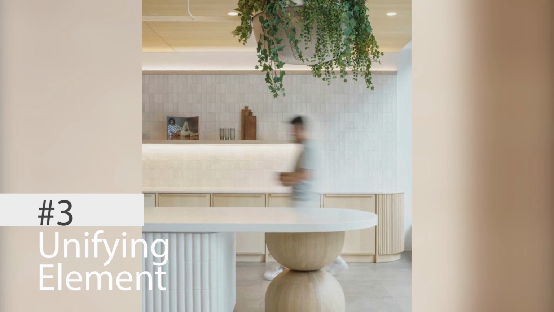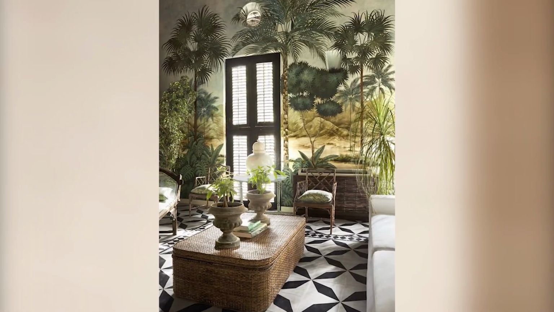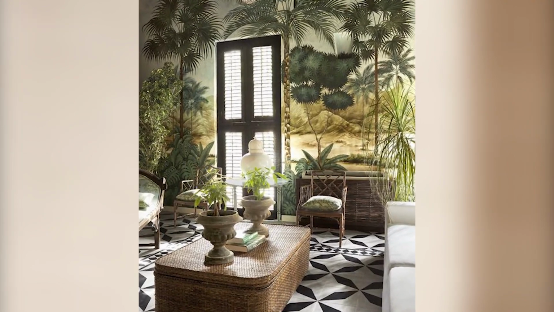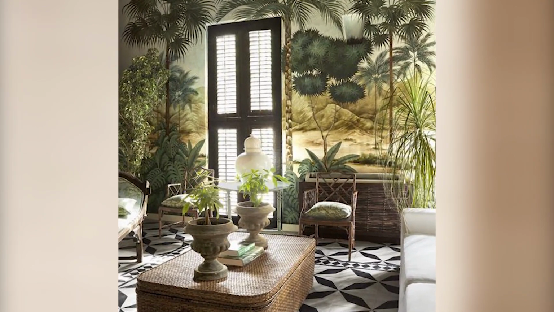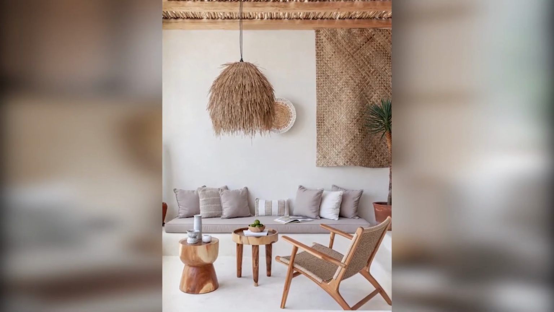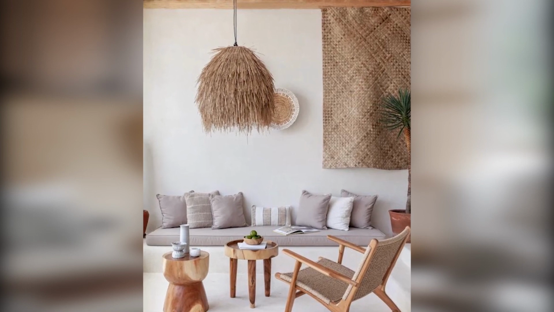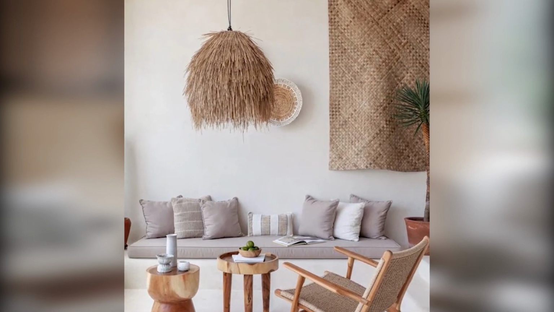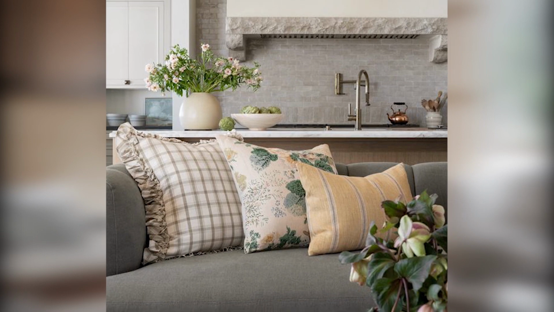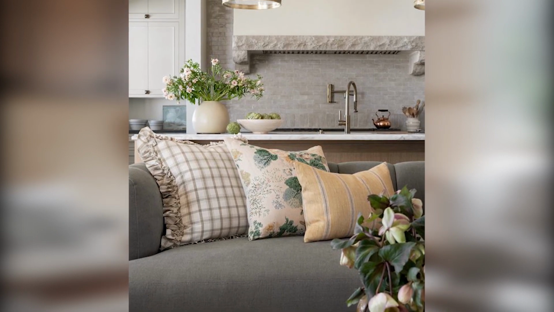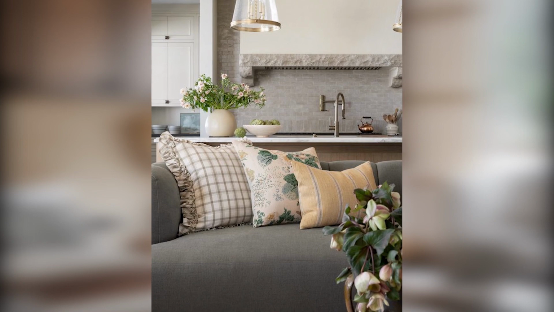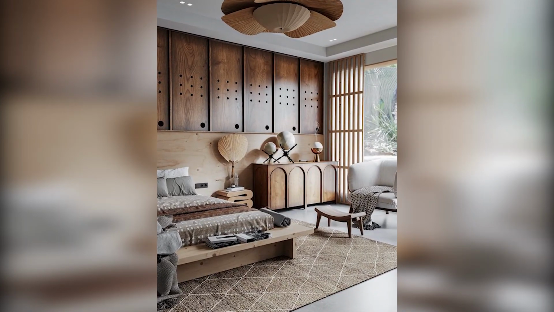3. Stick to a unifying element. To ensure the patterns and textures work together harmoniously, find a unifying element that connects them. It could be a common color, motif, or style. This unifying element will tie the patterns and textures together, creating a cohesive look. For example, if you're mixing floral and plaid patterns, choose a color that appears in both patterns to create a visual connection.